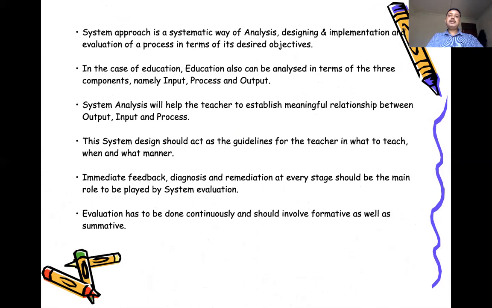So these are some aspects related to systems approach. Systems approach involves systematic analysis, designing, implementation, and evaluation of the process in terms of its designed objectives, the desired objectives. In the case of education, education also can be analyzed in terms of three components, namely input, process, and output.